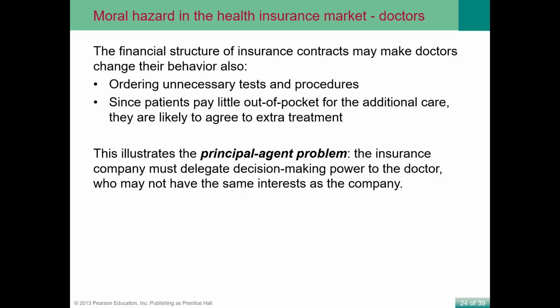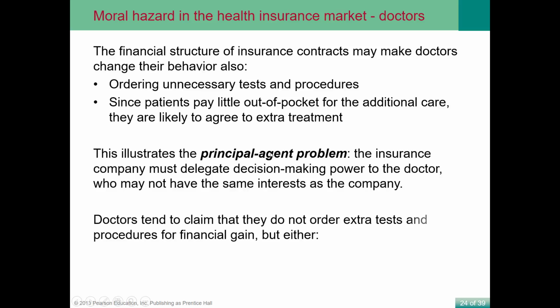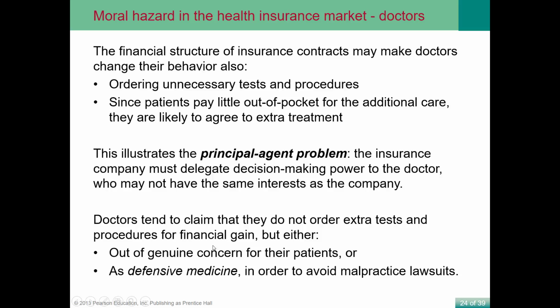The insurance company must delegate decision-making power to the doctor, who may not have the same interests as the company. Some doctors say that this is not why they're overprescribing and that they're potentially over-testing because of malpractice issues, out of genuine concern for their patients. They do call it a practice, so I may not know the answer. It could be multiple things. Maybe you do need an MRI or a second MRI because we couldn't see the clear picture, right? Are they doing it because they're trying to jack up the price? Or because I'm complaining and there's pain? Or defensive medicine to avoid malpractice suits.